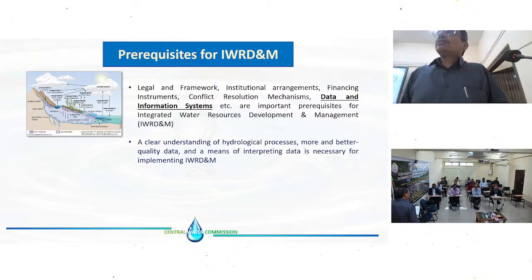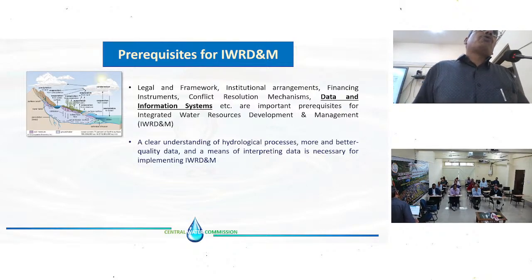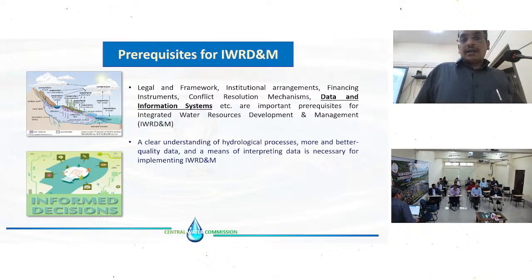Evapotranspiration is a measure of actual water utilization. How much water is being utilized in any irrigation command? We are talking mostly about irrigation, but we don't have any good estimate. We don't have any way to measure how much water is being utilized. We only have data of canal releases, but how much is actually being utilized in the fields, we don't know. For IWRDM, the data and information systems are key. If we want to have better management, we need to measure, or we need to have some estimate of these various components of the hydrological cycle.